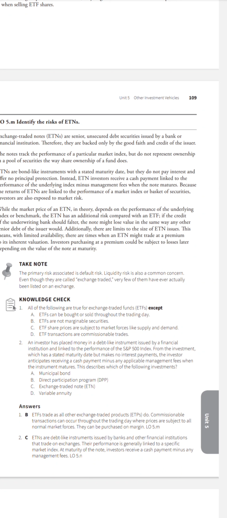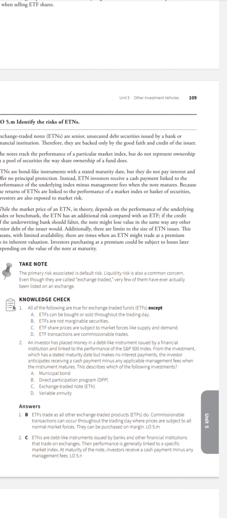And the answers are, for question 1, B. ETFs trade as all other exchange-traded products, ETPs, do. Commissionable transactions can occur throughout the trading day where prices are subject to all normal market forces. They can be purchased on margin.